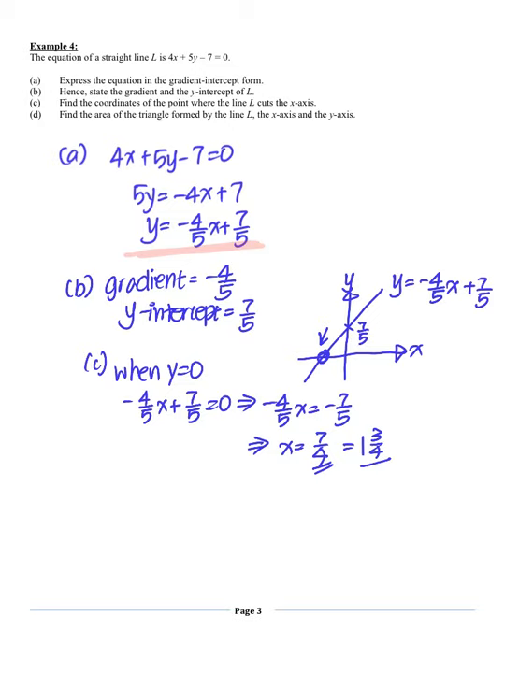Right? So that is part C, the coordinates of the point where the line cuts the x-axis. So x is 1 3/4 and y is 0. So this is your answer.